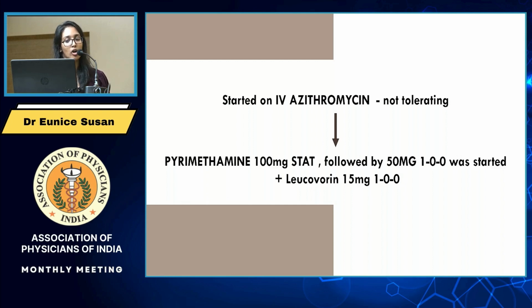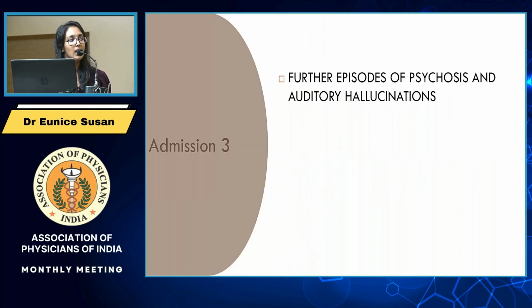100 mg stat followed by 50 mg with a leucovorin rescue of 15 mg once daily dose. Here again, the patient had further episodes of psychosis and auditory hallucinations. At this point of time, the patient was not on steroids. So we had done an MRI brain which was reported as normal.